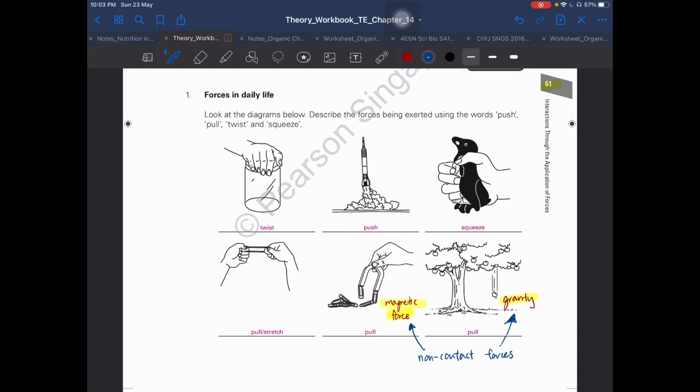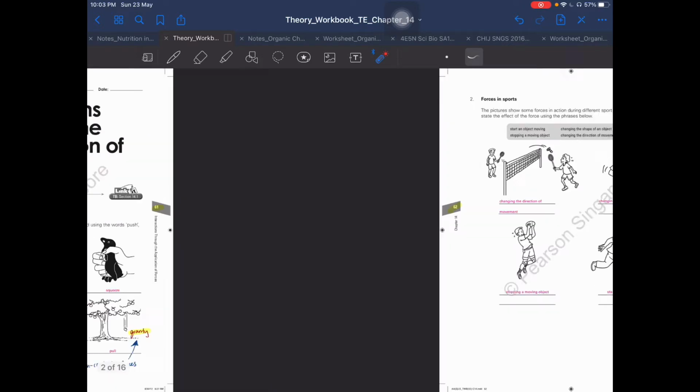The other four that you see over here are all called contact forces. Now, not all of them are what we learn in our syllabus. Some of them are what we call applied forces. Some of them are what we call tension. So if you're interested, you can go and Google about them. But in our syllabus, we are only interested in magnetic force, gravity, as well as friction, which I'll talk about later on. Let's move on to the second page.